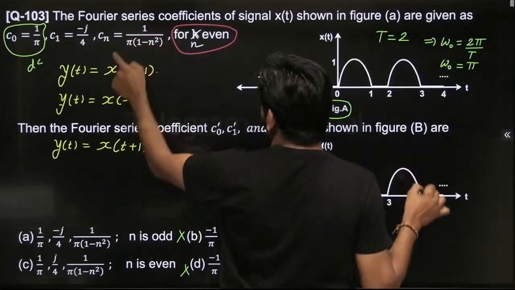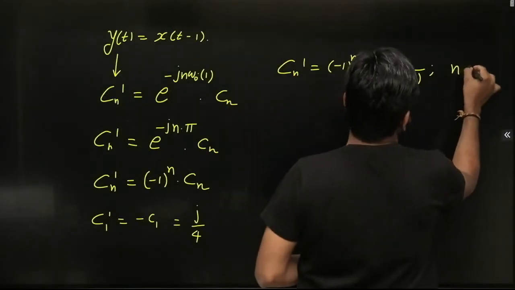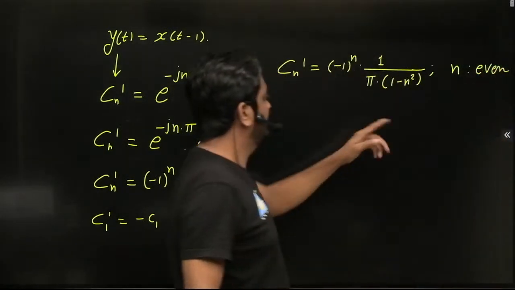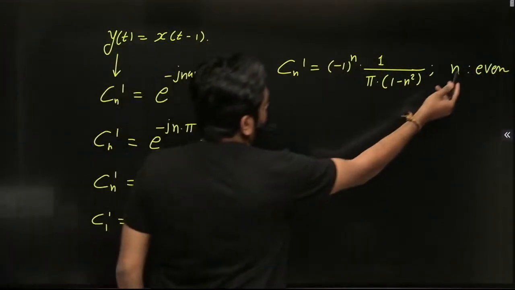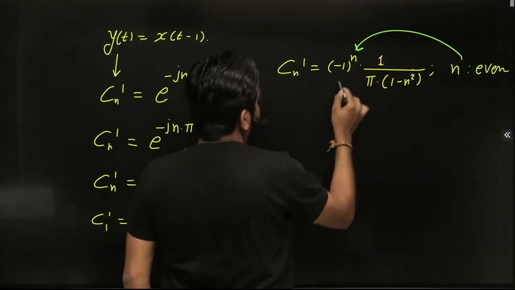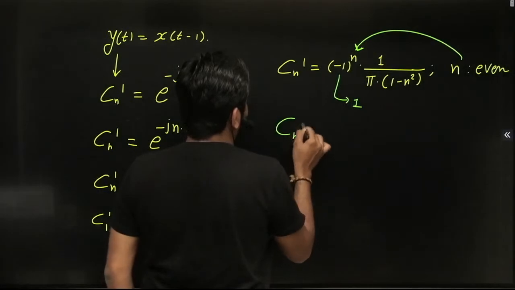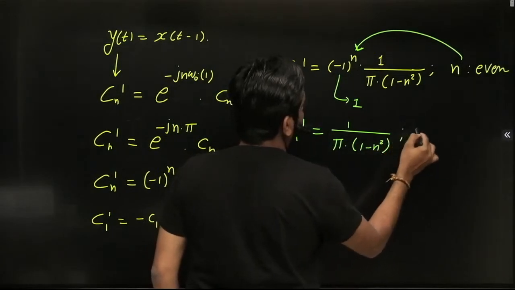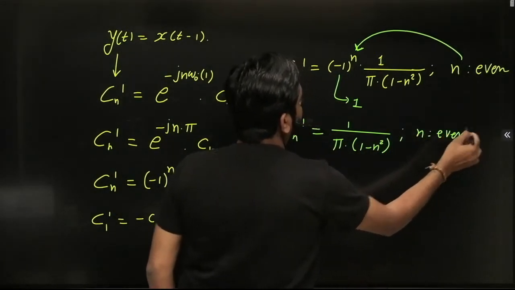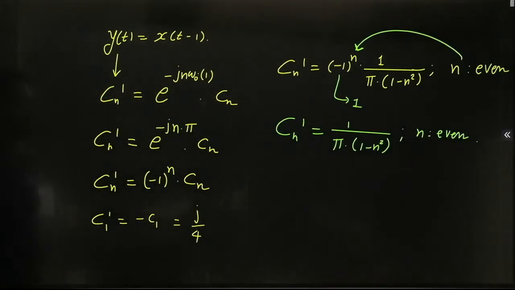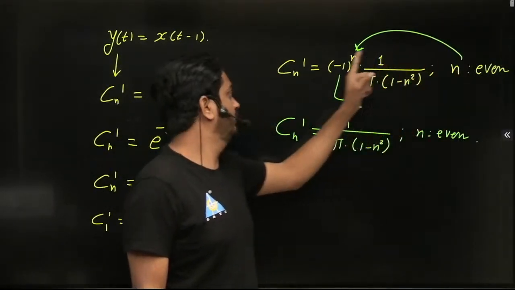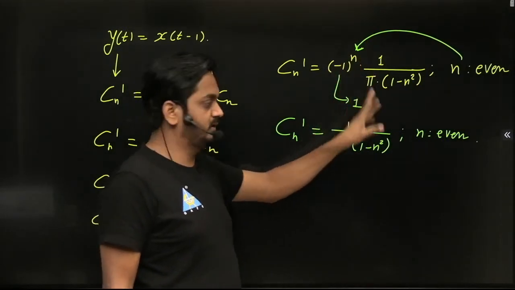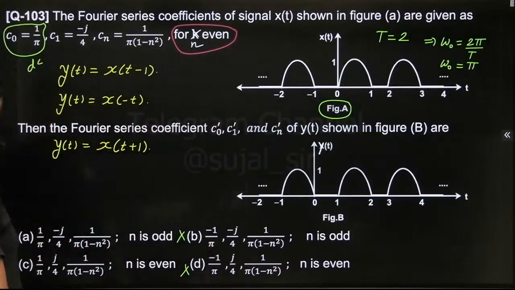Now see here, n is equal to even, same thing, there is no change in value of n. If n is even, then this term will be 1, yes or no? So Cn dash will be the same, because for even value of n, minus 1 power even is 1, guys. So which option is the correct answer here? 1 by pi, j by 4, and this one, option C, is the correct answer of this question.